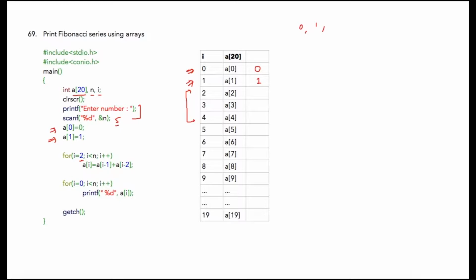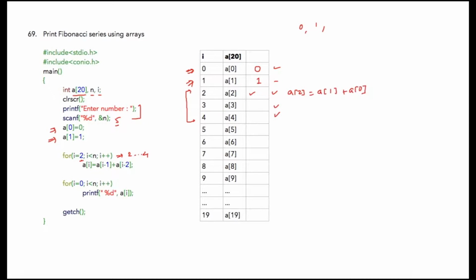So if the user has entered 5, it will go till 4. So this loop will execute from 2 till 4. In the for loop, we need to calculate these values iteratively. In the case of the Fibonacci series, this element will be calculated by adding these two numbers. So a of 2 will be equal to a of 1 plus a of 0.